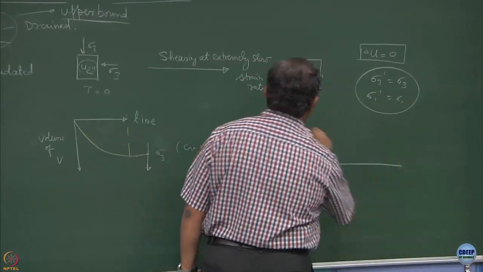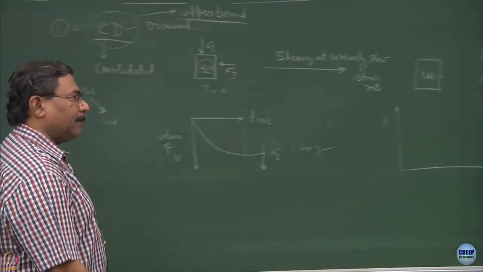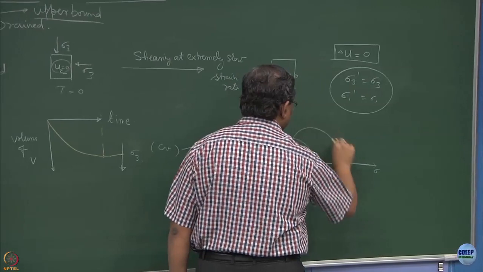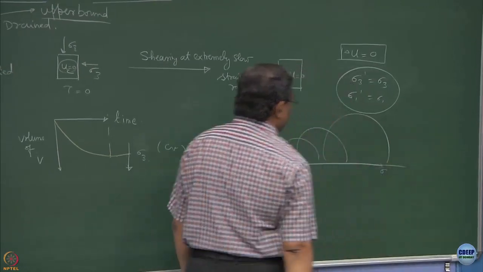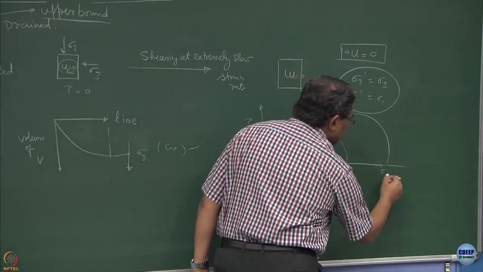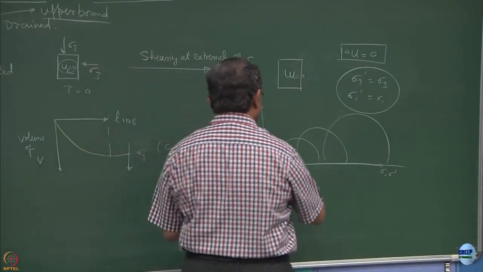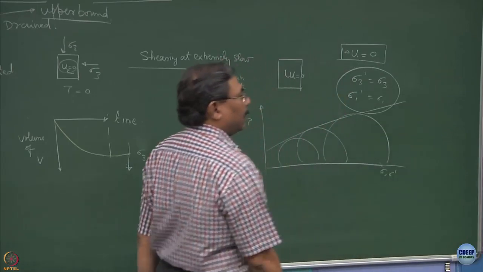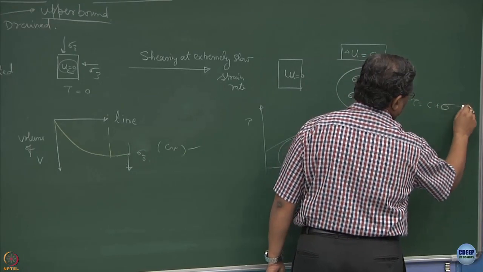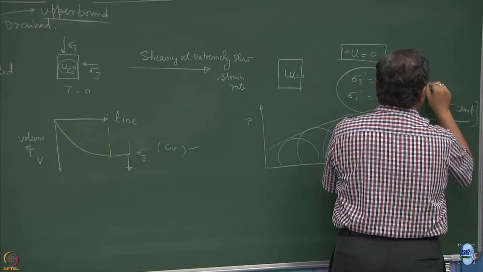If I plot it on a Mohr circle, so if you have tau versus sigma, what is going to happen? This is the first sample, this is the second sample, this is the third sample. Sigma 3 is increasing, and if I plot on this scale sigma 1, sigma prime also effective stresses, and if I join this curve and depict it as tau equal to C plus sigma tan phi, now this is your Mohr Coulomb envelope.